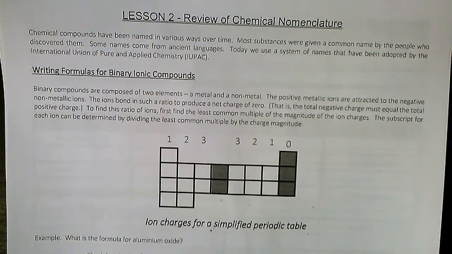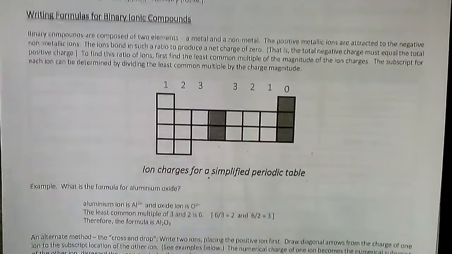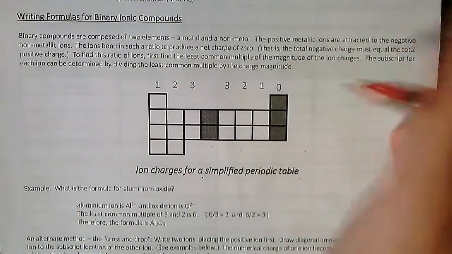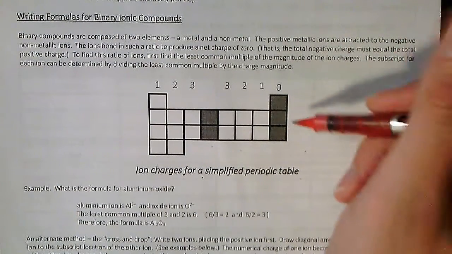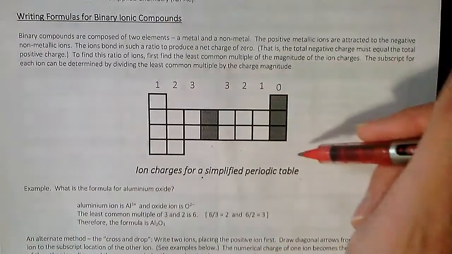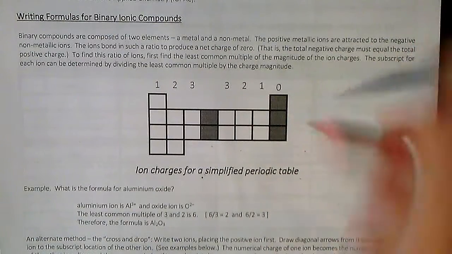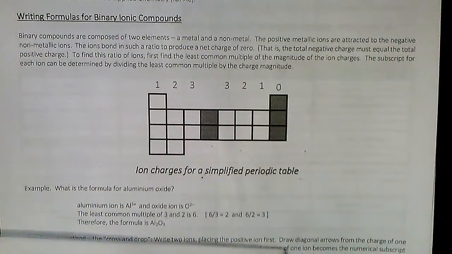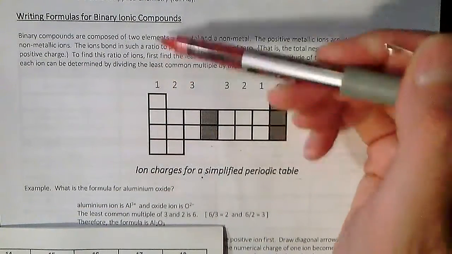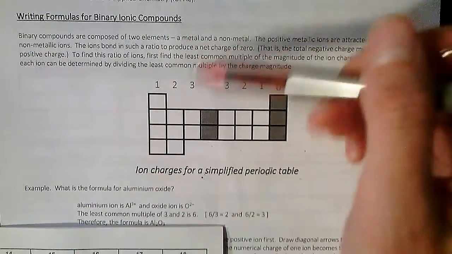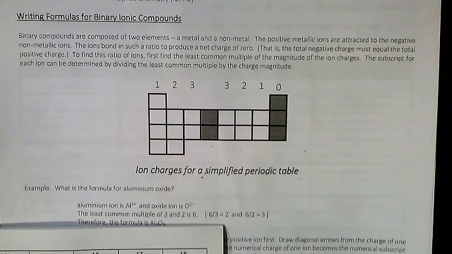In this video, we're going to review the procedure for writing formulas for ionic compounds. The first thing we need to know when we're looking at how to do this is the charges of different ions. So when you're looking at the periodic table, there are some general rules that you should follow. The first is that different columns of the periodic table have different standard charges.